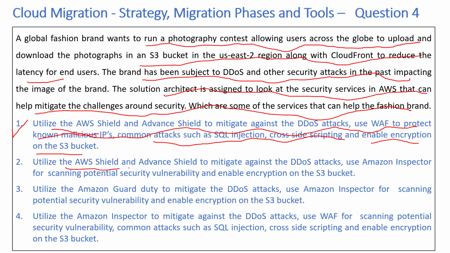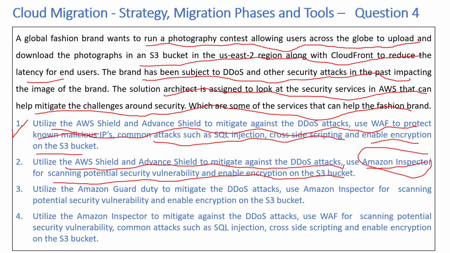Then you have: utilize AWS Shield and Shield Advanced to mitigate against DDoS attacks. That's correct. Use Amazon Inspector for scanning potential security vulnerabilities and enable encryption on the S3 bucket. So you can see here Amazon Inspector. Amazon Inspector is not used for S3. It is only available right now for EC2 instances. So it does do scanning on the potential security vulnerability and network reachability, but it is only for EC2 and not S3. So due to that, it is not the correct option.